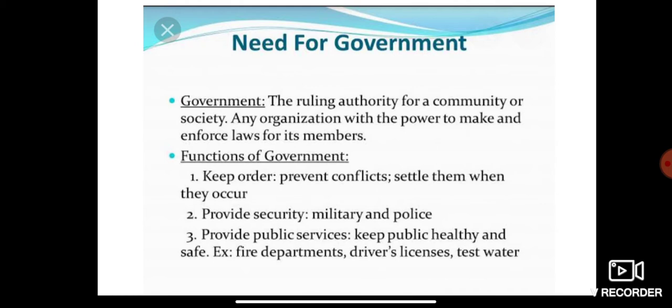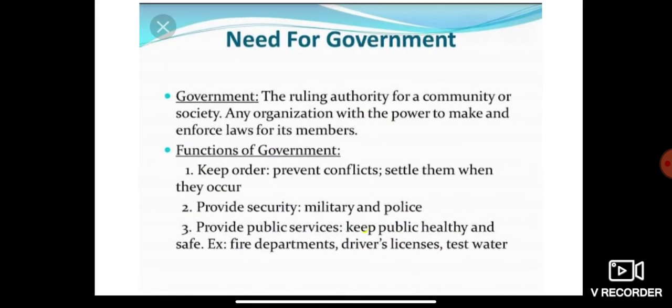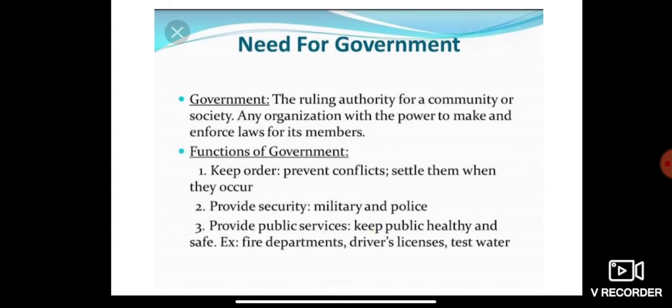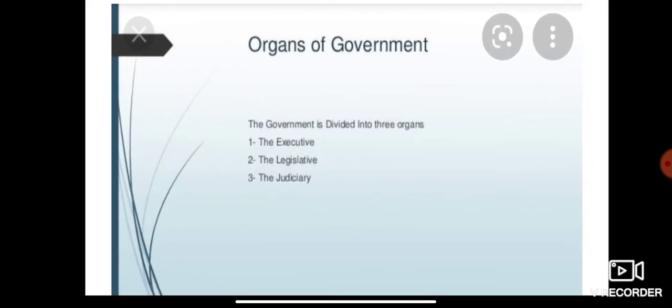So I hope now you are clear about the need for government. Basically, we need government to keep law and order in the society. We need government to provide security to the people. We need government to provide basic public services. So what are the organs of government?